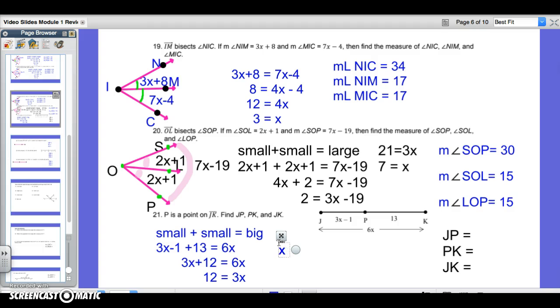Now, that is not our final answer. That's just helping us get to our answer. So we're going to plug x is equal to 4 into this so we can answer each part. JP is this first little part. So 3 times 4 is 12, minus 1 is 11. So let's add that in there. JP is 11. We already know that PK is 13. And then we can add those together to figure out the whole thing, but we can also double check algebraically. We got x is equal to 4. 6 times 4 is indeed 24. And 11 plus 13 is 24 as well. So we know that works out.